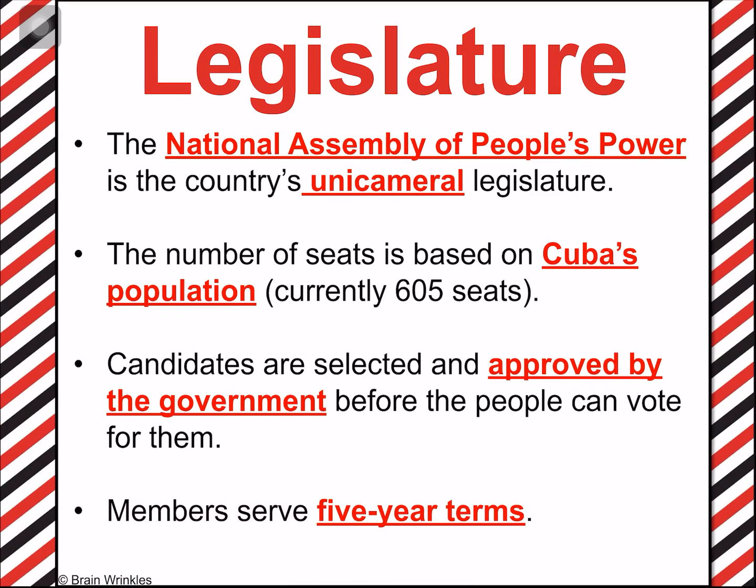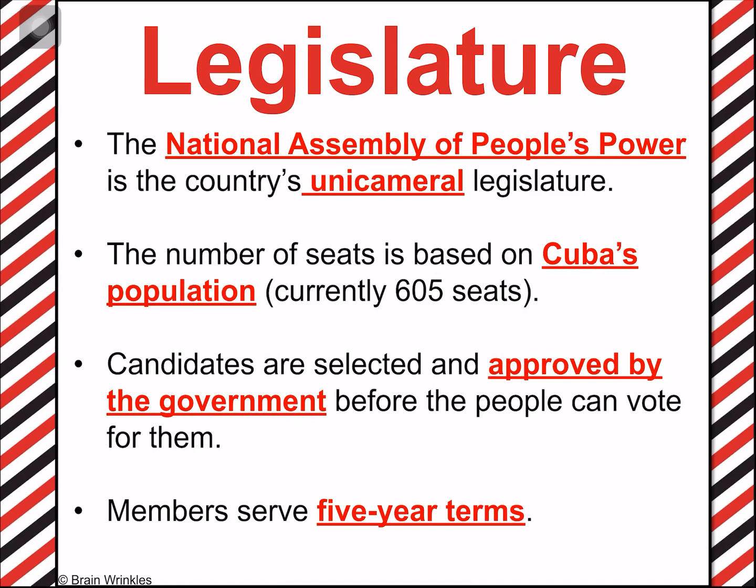Okay, so the legislature part of the Cuban government. The National Assembly of People's Power is the country's unicameral legislature. Now, if we think back to Mexico and Brazil and the United States, we have a bicameral legislature, meaning that we have two houses. Cuba has a unicameral legislature, which means they only have one house. The number of seats is based on Cuba's population. At this point, it was 605 seats.